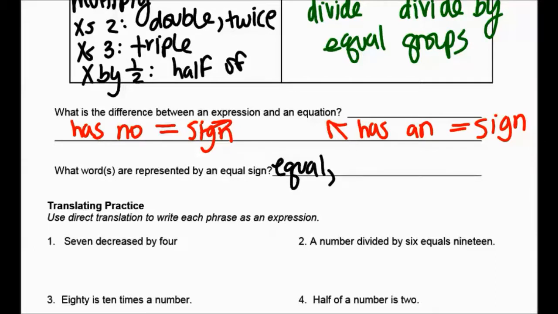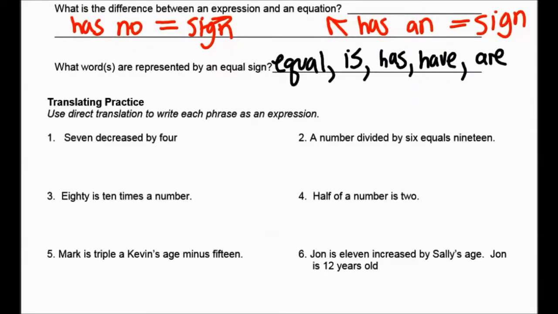We could say is. So if I say 2 plus 3 is 5, we would write 2 plus 3 equals 5, okay? Is is going to be that sneaky 2-letter word that means equals. If we're talking about people, we could have the word has, have, etc. are. Okay? So now let's try some translating.